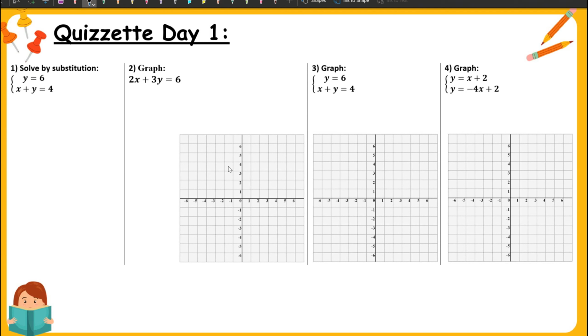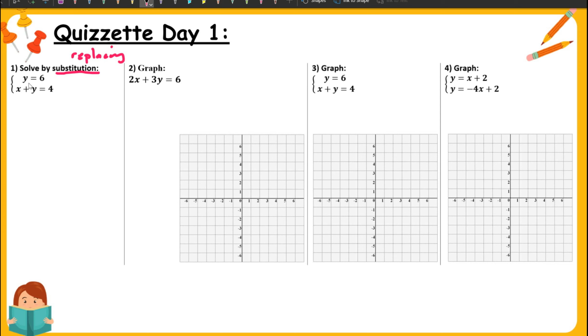Alright, good. Write your name on the Quizzette. I'm going to walk you through the Quizzette number 1. Problem 1, solve the system by substitution. Substitution means replace. Okay, replacing something.